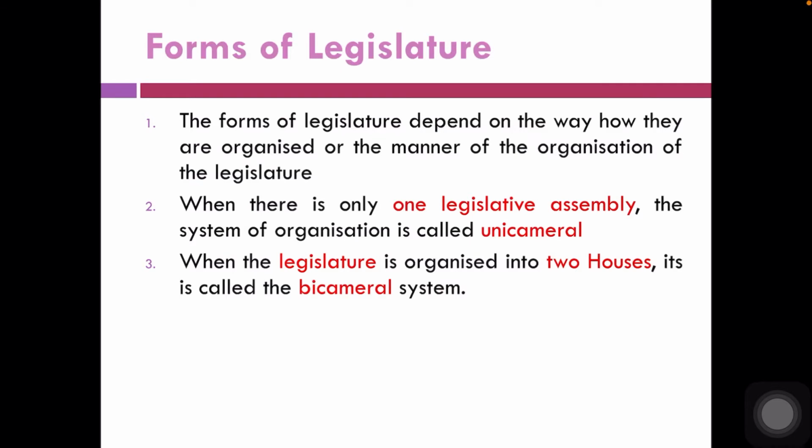So the forms of legislature depend on the manner of the organisation of the legislature body itself. So when there is only one legislative assembly, the system of organisation is called unicameral. When the legislature is organised into two houses, it is called the bicameral system. Therefore, the forms of legislature ada dua. Satu unicameral and satu bicameral. So, kita akan go through one by one.